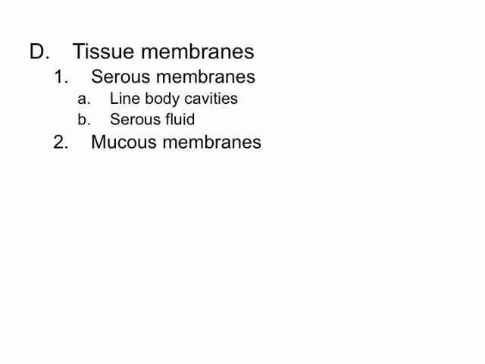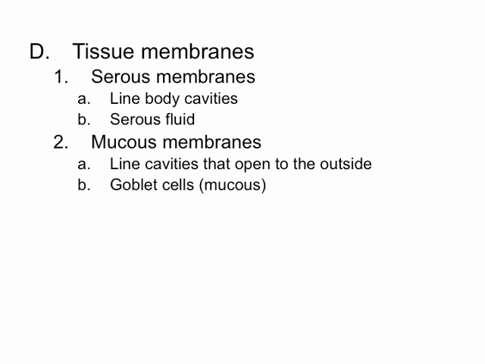Another type of tissue membrane is a mucous membrane. Mucous membranes are going to line cavities that open up to the outside. So, for example, your mouth is a body cavity that opens up to the outside. Your nose is a body cavity that opens up to the outside. Your rectum is a body cavity that opens up to the outside. Those would all be mucous membranes. The cells that are releasing the mucus onto the mucous membranes are cells called goblet cells, named because they look like a goblet when looking at them under the microscope.